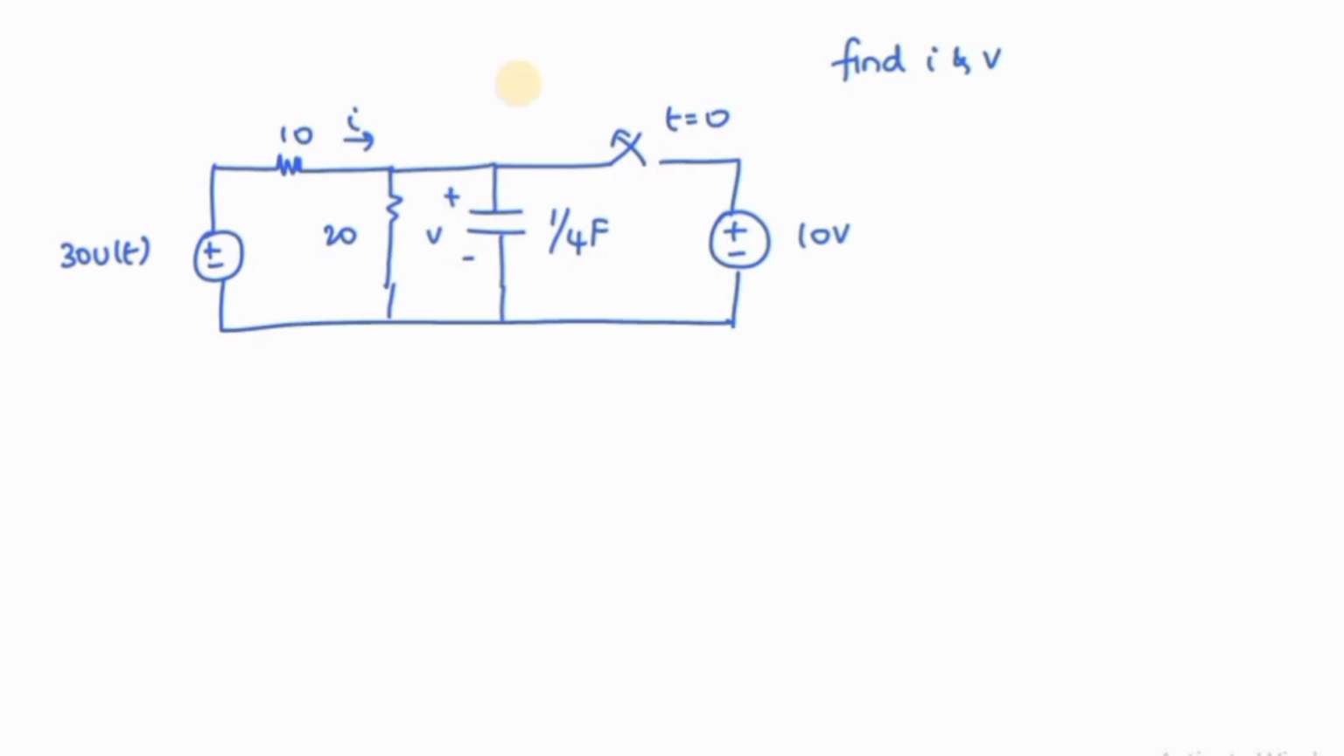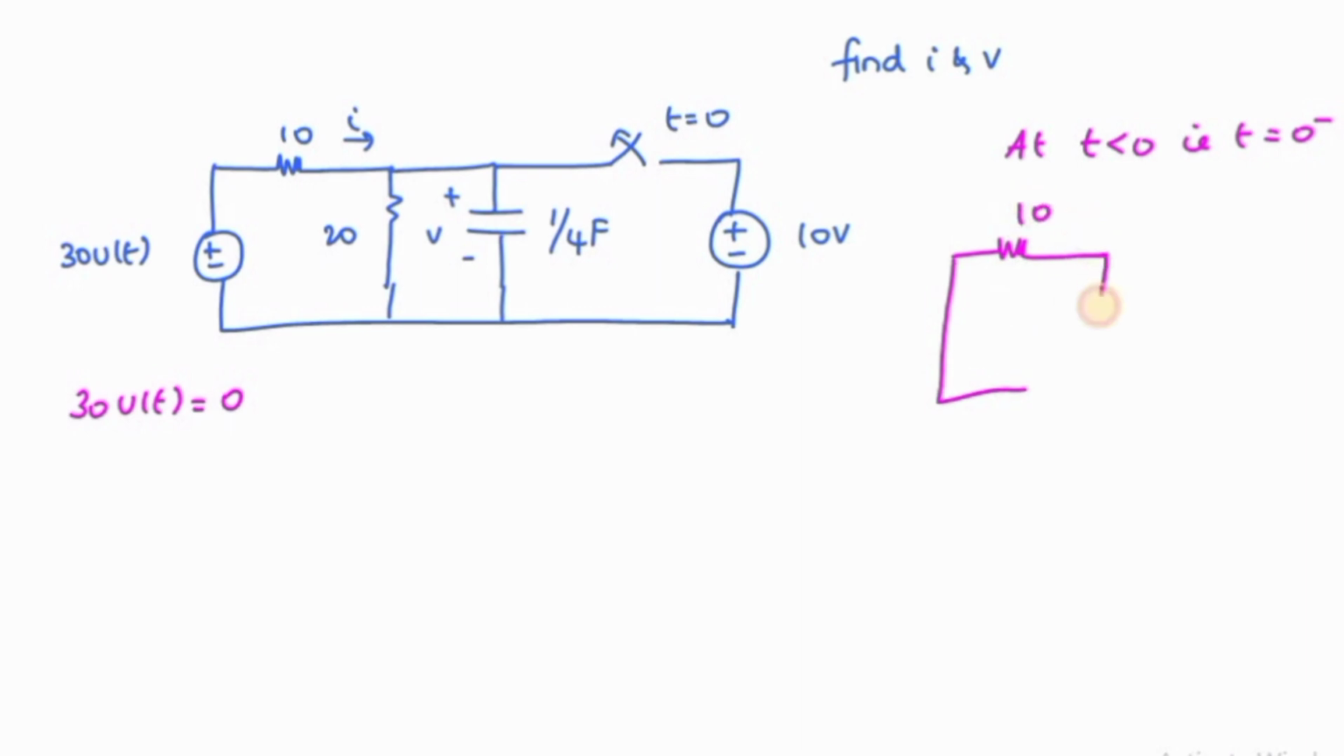So at t less than 0, what is the condition you have to take? The capacitor must be open circuited. At t equal to 0, you can see the switch is open. So now we have to consider the switch is closed, and u of t which is less than 0, it is 0. So it is short circuited. So across the capacitance only we need to find the value of V at 0, right? Since the capacitance is open circuited.